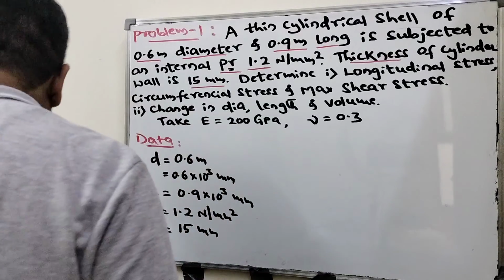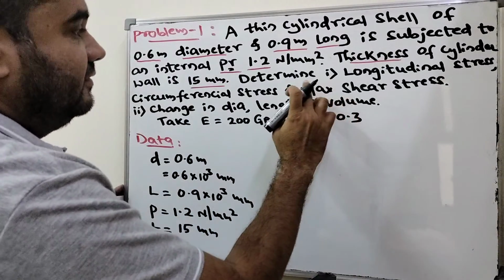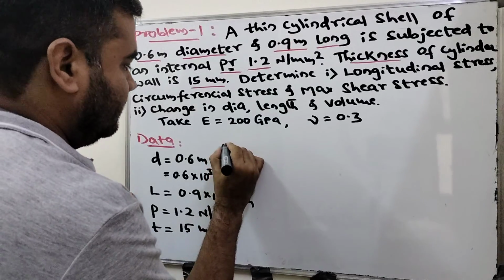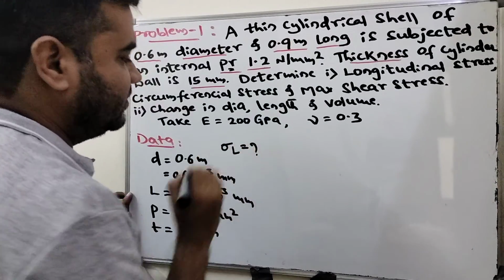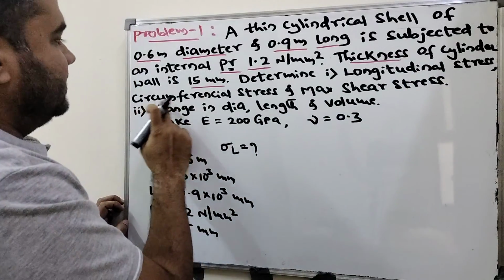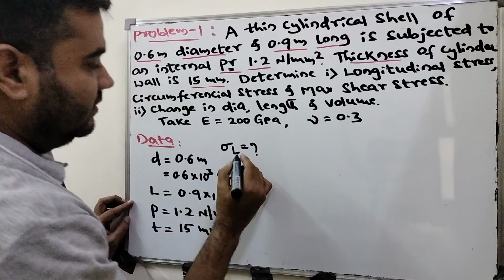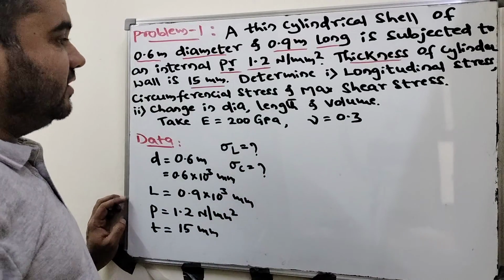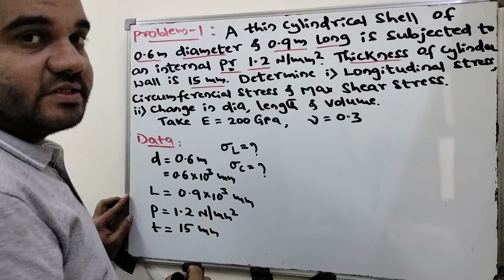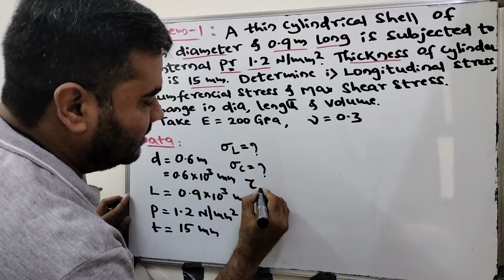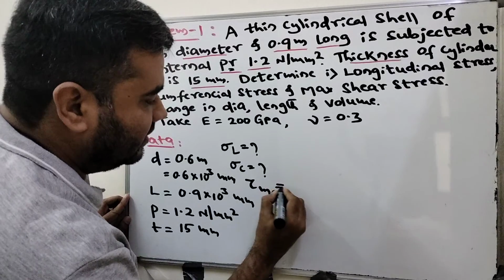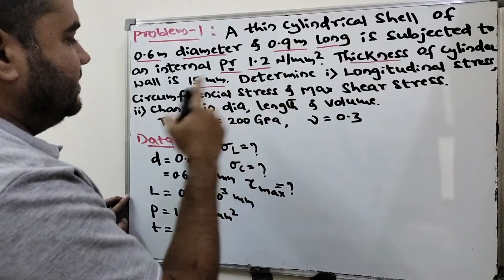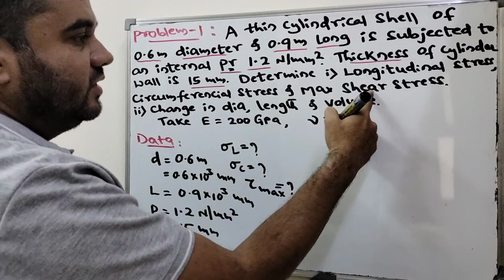Okay, so you have to calculate, first, the longitudinal stress. How much is the longitudinal stress, and the circumferential stress? Along with the circumference, we know the circumferential stress is how much, and the maximum shear stress. This is new. I'll explain what that is, because in the previous video I did not explain this one. Maximum shear stress, longitudinal stress, circumferential stress.